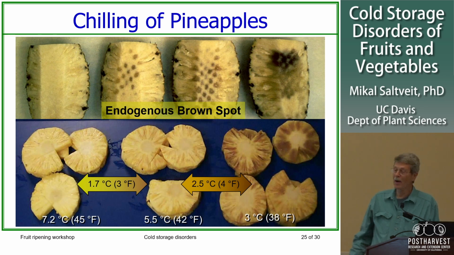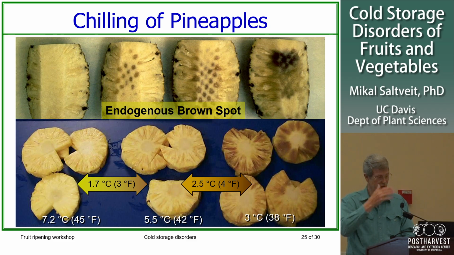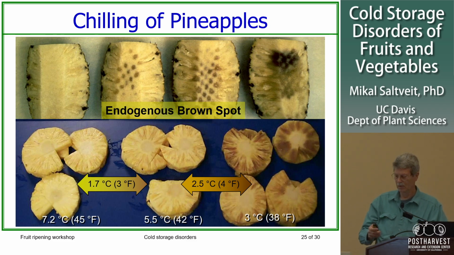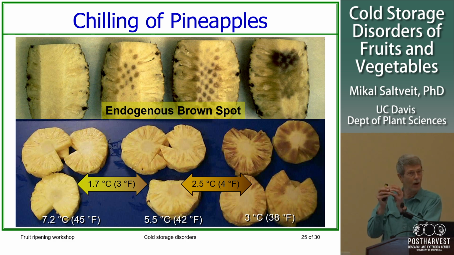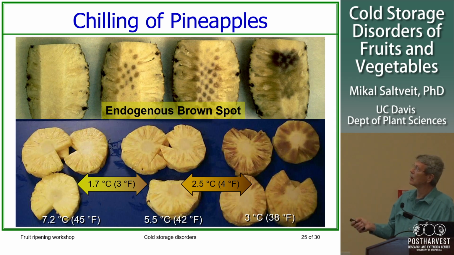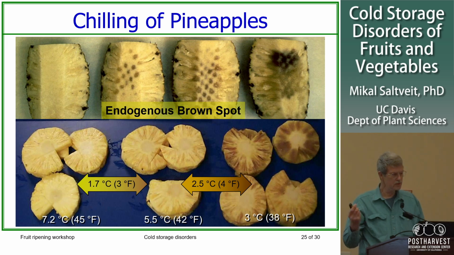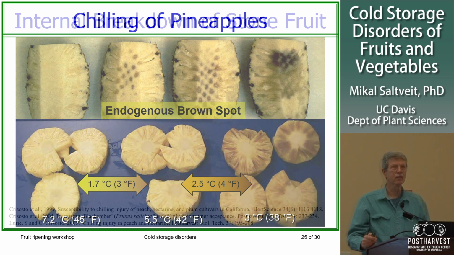Okay, so brown spot in pineapple. Pineapple is also chilling sensitive. Again, it's a tropical commodity. And it's called the endogenous brown spot. And you see here, these are individual flowers, the individual little flowers that make up the pineapple. And you can see how they are affected by chilling. So here is holding it at 7.2 degrees Celsius, and you hold it at a little colder, you get a little bit of browning, you hold it at 3 degrees, and you get all this really brown tissue. And you can see this every so often in buying stuff.